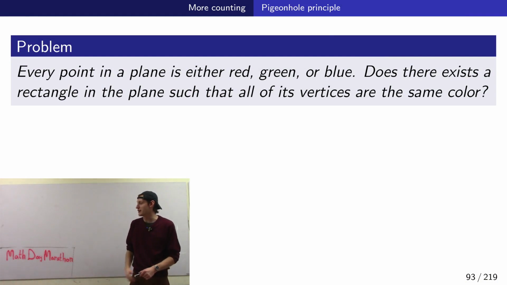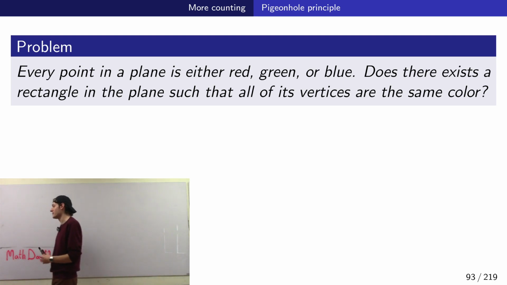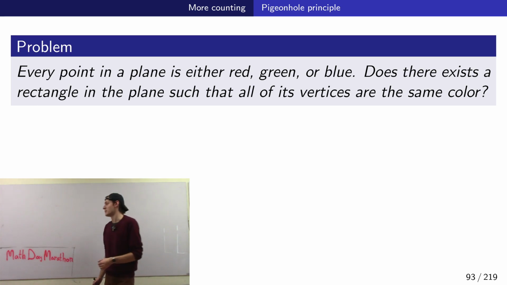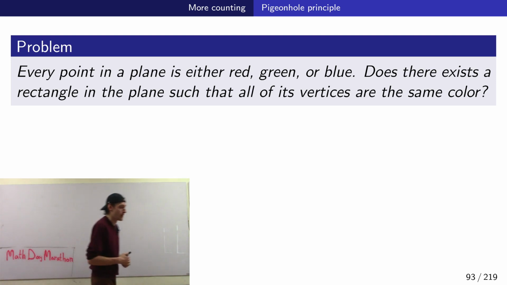This is a problem that I think is quite nice, and so I'm going to talk about it. I'm going to smile while I do. So here this says every point in the plane is either red, green, or blue. They've been colored by someone, maybe an antagonist. I didn't get to choose. Does there exist a rectangle in the plane such that all its vertices are the same color?